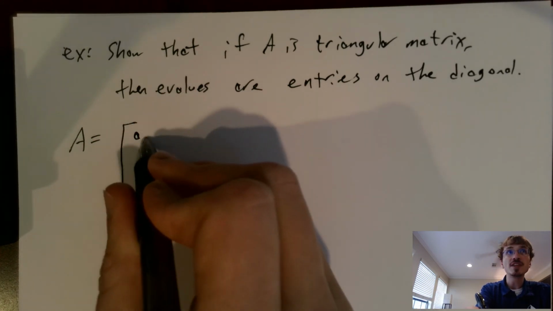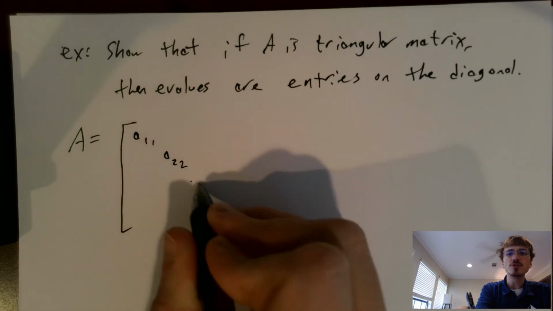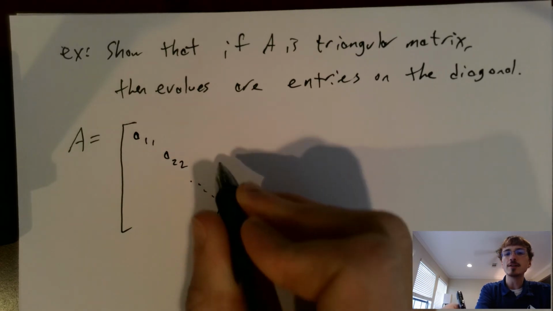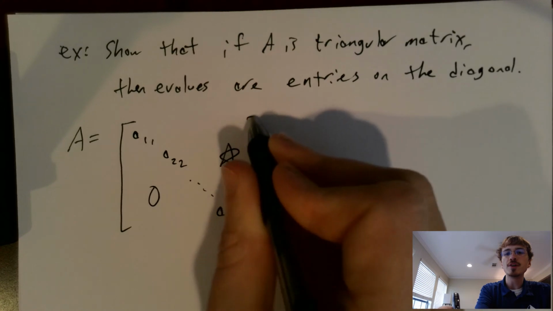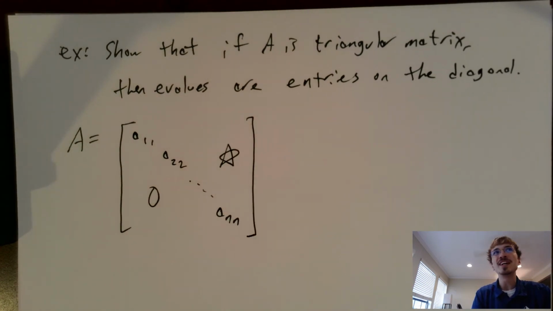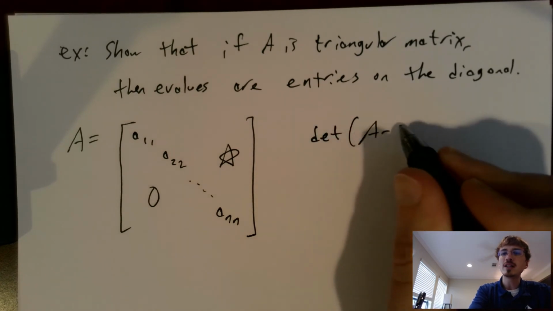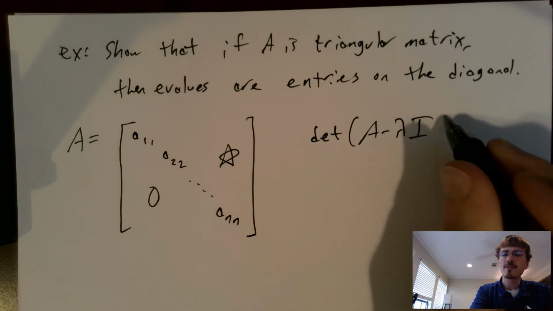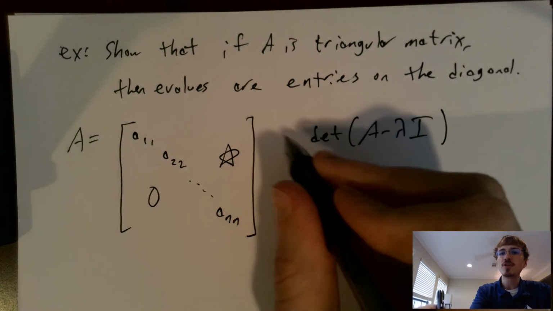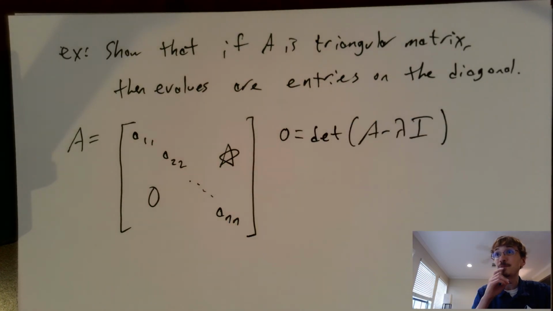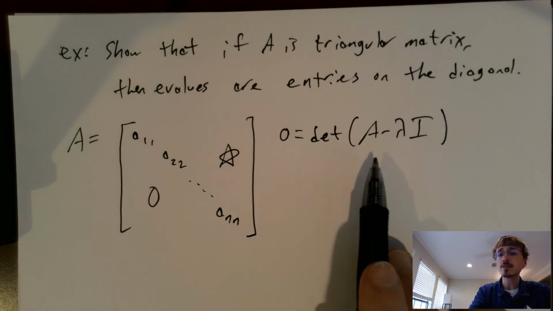And let's pick off the diagonal entries a11, a22, all the way down to ann, with who cares up there and zeros below the diagonal. And what do we really want to compute? I want to compute the determinant of A minus lambda I and set that equal to 0. Well, what is A minus lambda I?